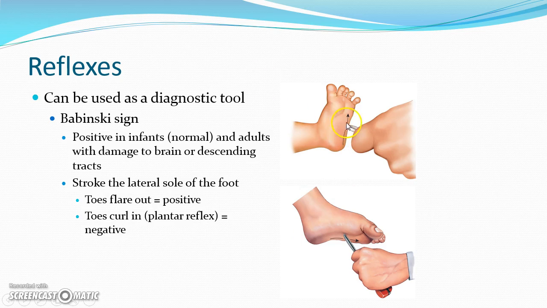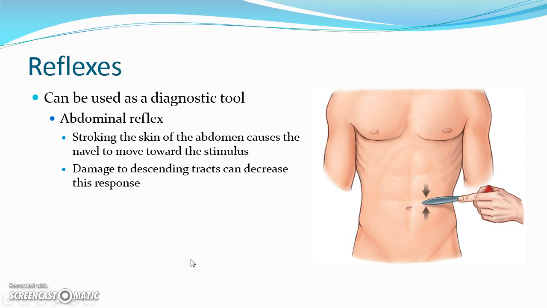See how in this top picture the baby's toes are flaring out, but here in the adult the toes are curling in, so that's plantar flexion. Another reflex is the abdominal reflex. Stroking the skin of the abdomen will cause the belly button to move toward the stimulus. If this is absent, it could mean damage to the descending tracts of the central nervous system.